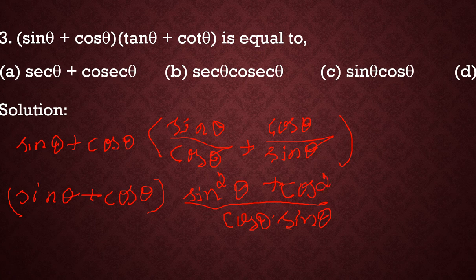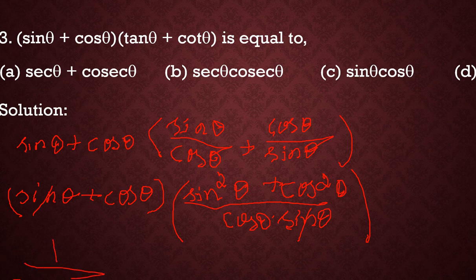Sin square theta plus cos square theta, you know the value is 1. Therefore, the numerator term becomes 1. Now this becomes sin theta plus cos theta and 1 divided by cos theta into sin theta. So multiply here. Sin theta into this one, 1 by cos theta into sin theta. So sin theta gets cancelled with that. Remaining is 1 divided by cos theta.